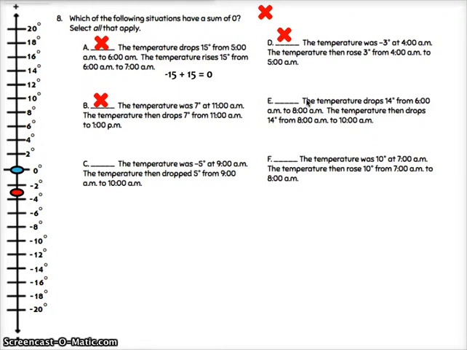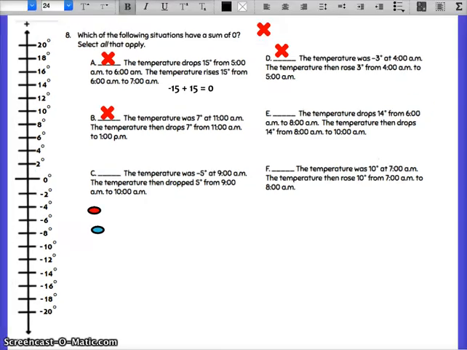For E, it says the temperature drops 14 degrees from 6 a.m. to 8 a.m. and the temperature drops 14 degrees from 8 a.m. to 10 a.m. Now again, it doesn't tell us what the temperature was, like where it started, so I can't really model it on the number line, but let's think about it as an equation. If the temperature drops 14 degrees, that's like saying negative 14, or going down 14. And then the statement says the temperature then drops 14 degrees. So it dropped 14 degrees, and now we're going to take away another 14 degrees.